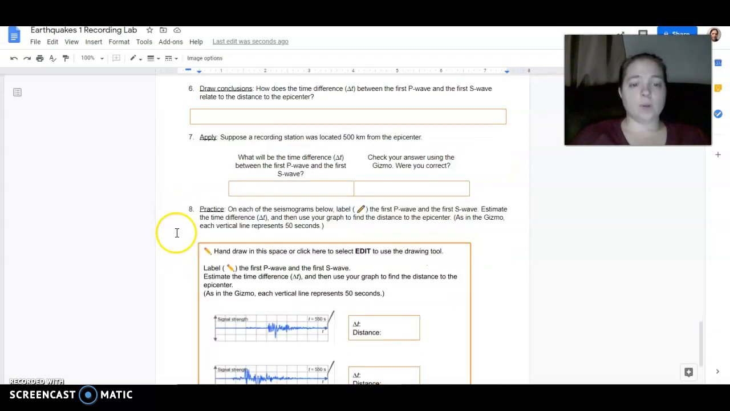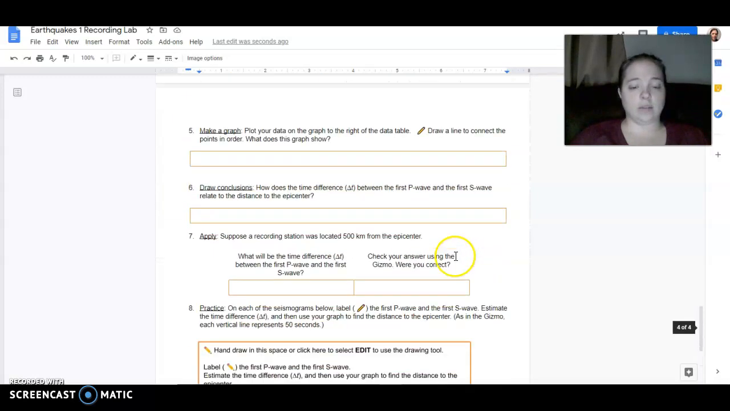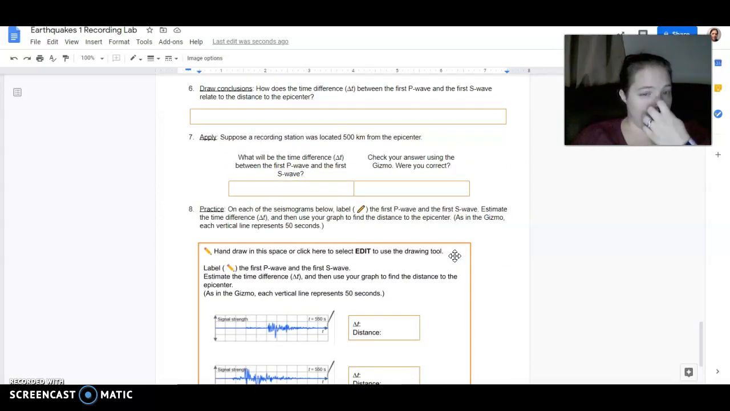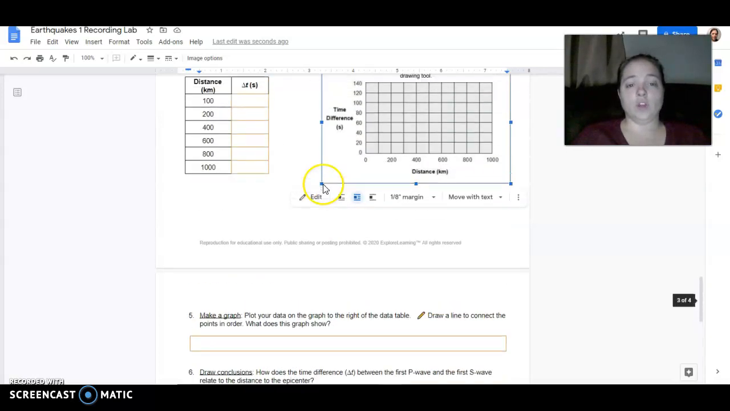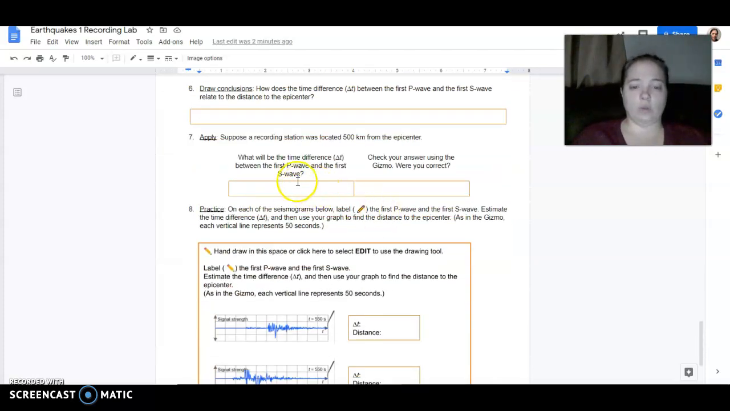Suppose the recording station was located 5 kilometers from the epicenter. Remember, you didn't do it, you did 4 and 6. What will be the time difference between the P and the S wave? So what you're going to do, you're going to look at your graph and you are going to extrapolate, just like you do in math. You're going to pluck it out and write down what you think right here.